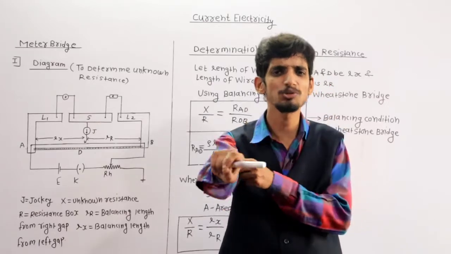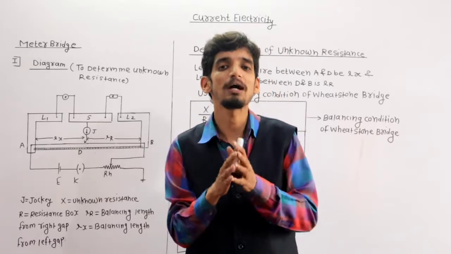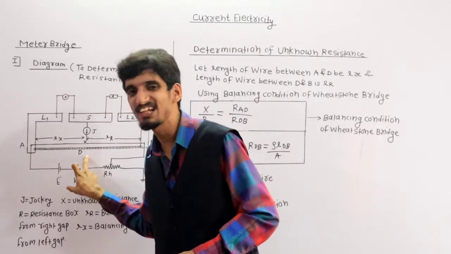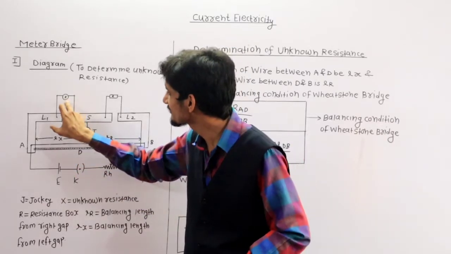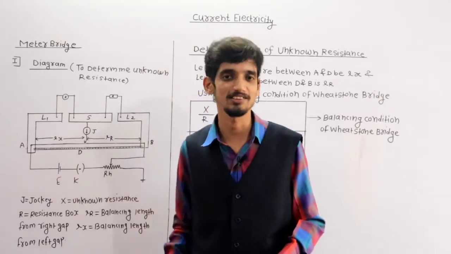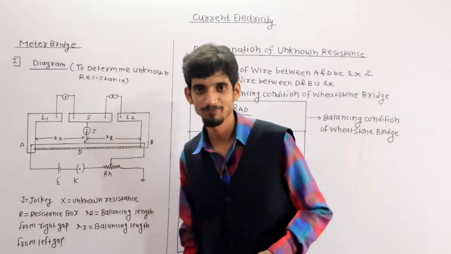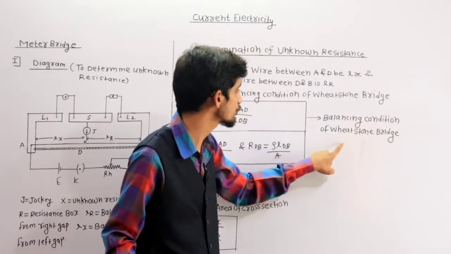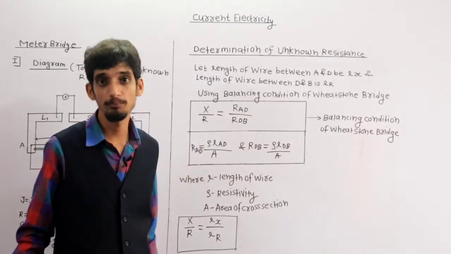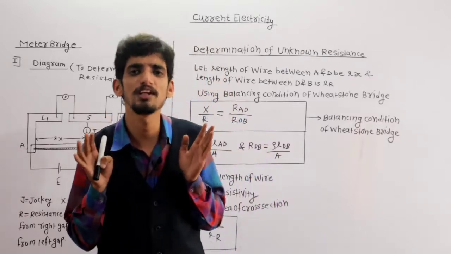Why is this balancing? Actually this is also the Wheatstone bridge, but it has been drawn in a different manner. So the resistance corresponding to this length AD is the resistance X, and the resistance corresponding to length DB is R. That's why, using the balancing condition of Wheatstone bridge, X upon R is equal to RAD upon RDB. This is an important formula, and an important step in this derivation.